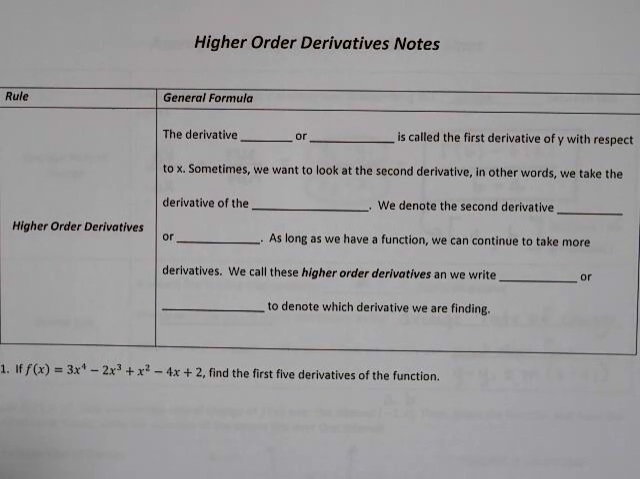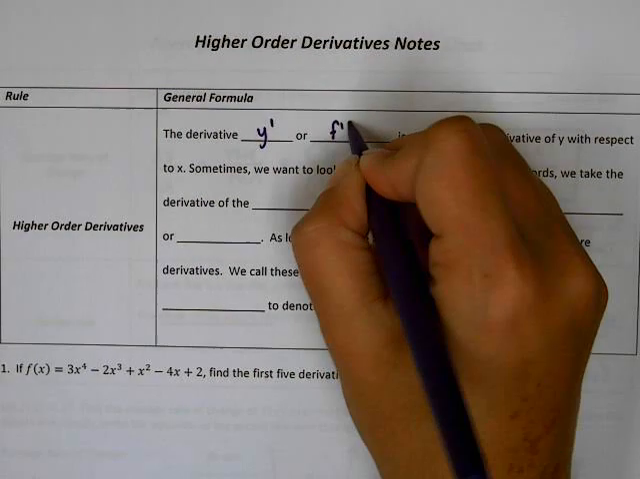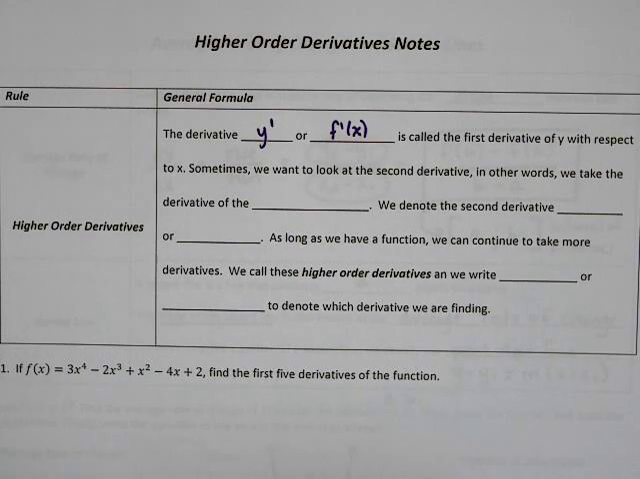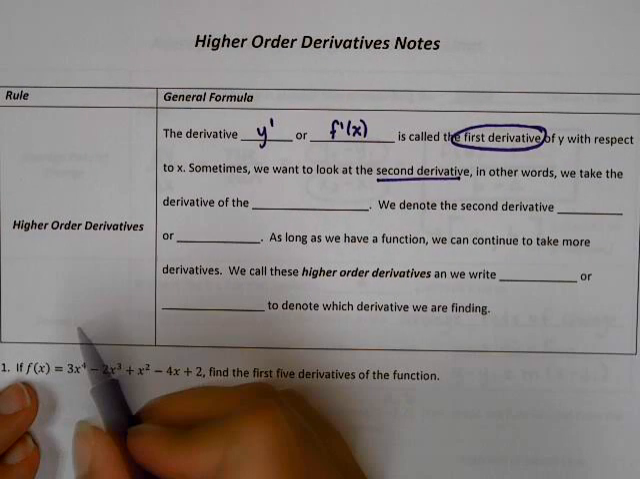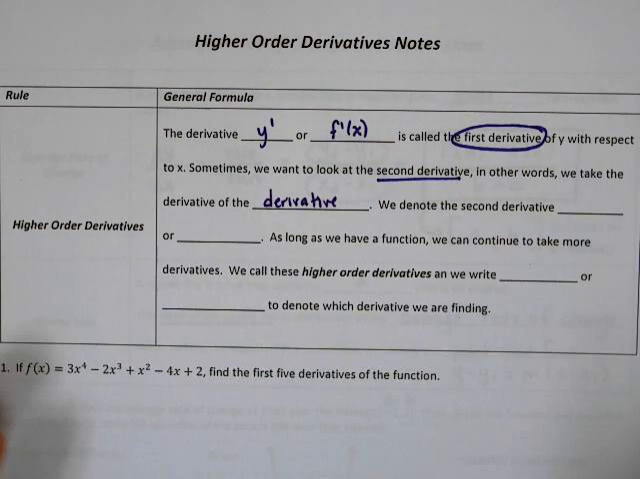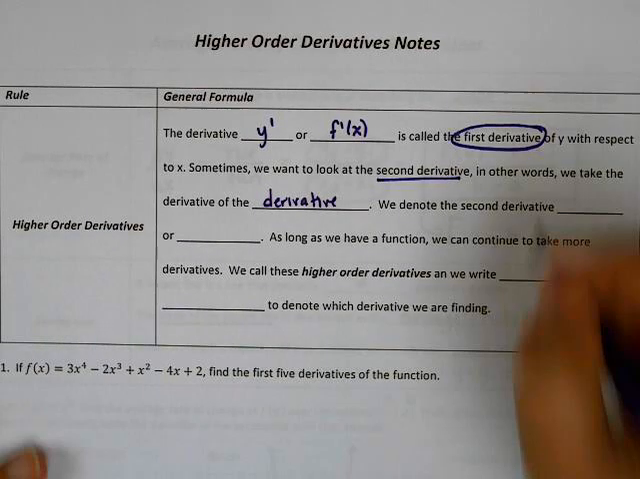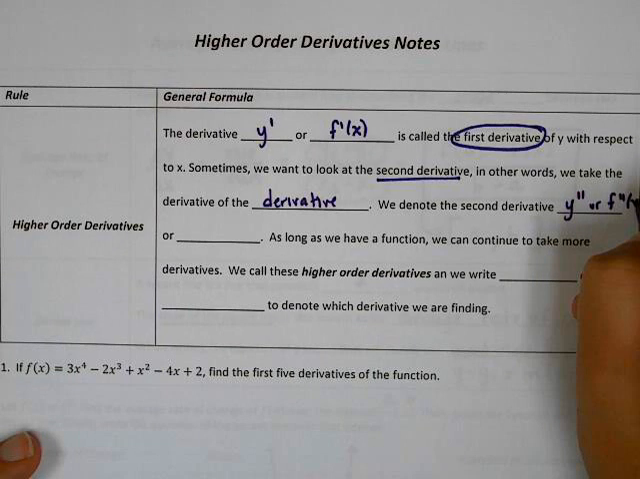So we're going to talk about something called higher order derivatives. The higher order derivatives are talking about taking derivatives more than once. So the derivative, y prime or f prime of x, is called the first derivative of y with respect to x. We want to look at the second derivative. In other words, we want to take the derivative of the derivative. So we're going to take the derivative of the same function a second time. We denote the second derivative like this, y double prime or f double prime of x.